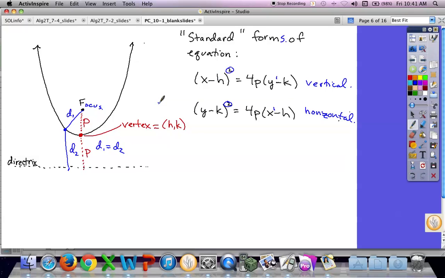Now, most of our equations are not going to start out looking like that. What process are we going to do to make an (x minus h) squared or a (y minus k) squared? Complete the square, right? So anytime you see this kind of thing, it means somebody created a perfect square trinomial by completing the square.